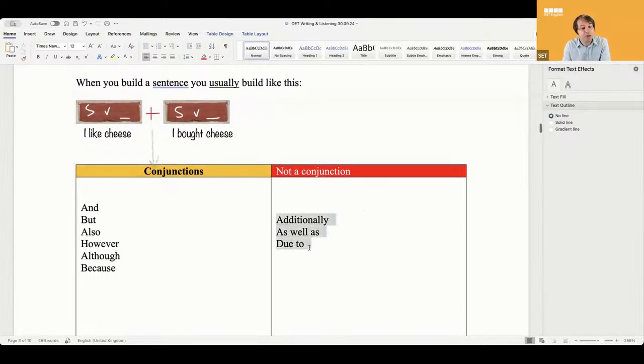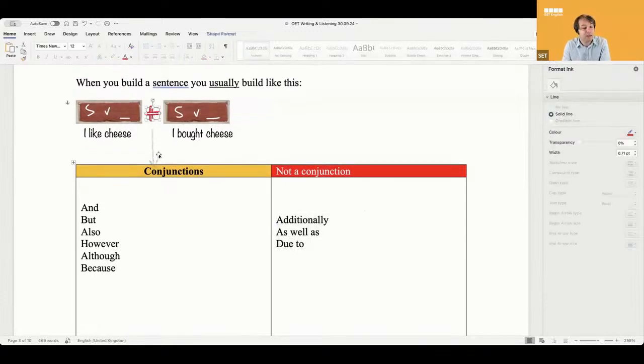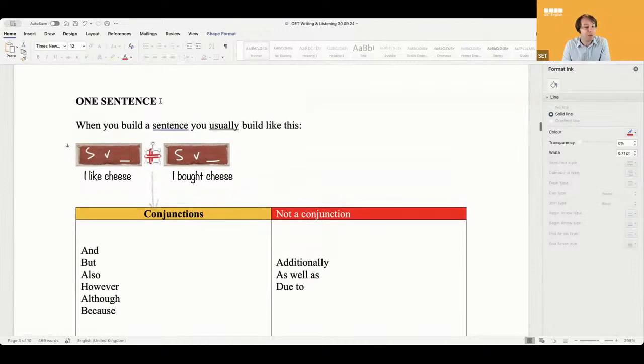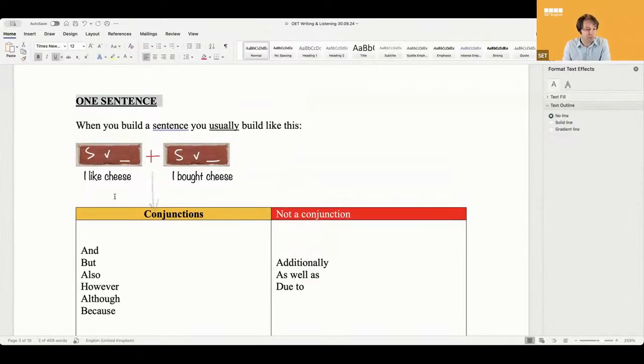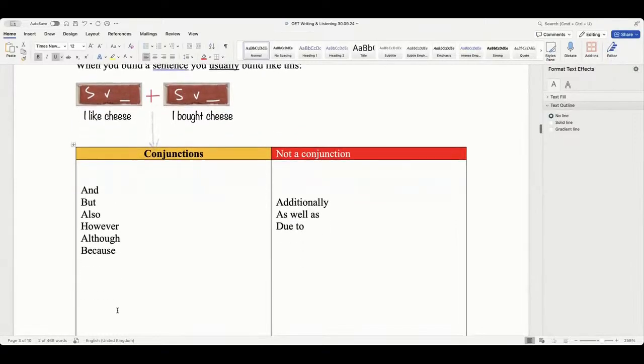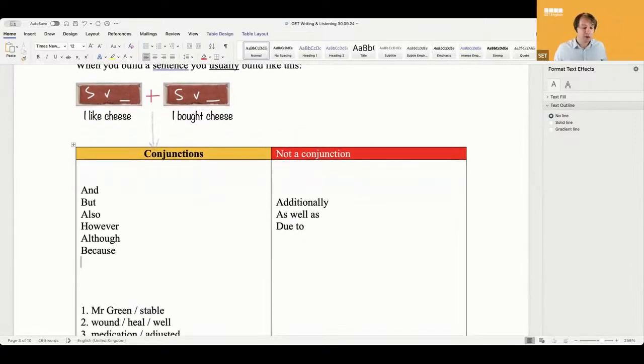I cannot use these here. Does that make sense, everyone? You cannot use these words here in one sentence. Is that clear, everyone? Okay, let's have some examples now. I've got some examples here.